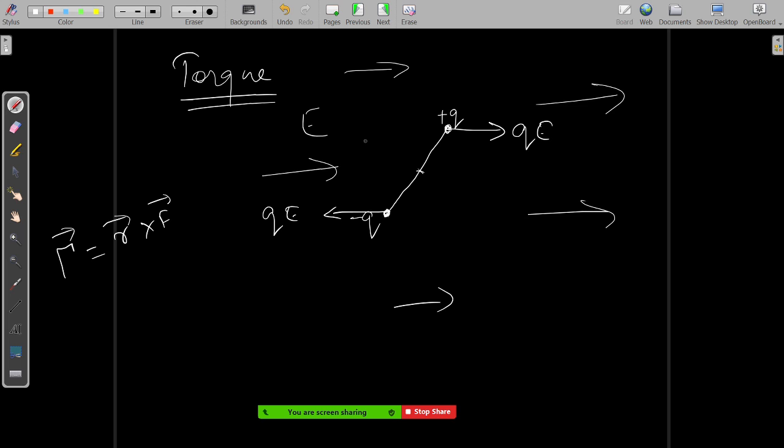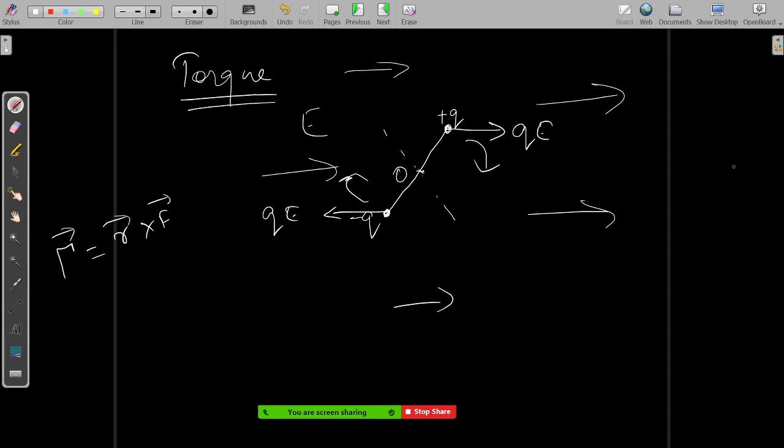So if we want to find the torque about this point, let's say the axis passes through this point. We want to see how the dipole is going to move. If you fix it at the center, this dipole is going to rotate. So rotate means we have to find the torque. This force is also going to rotate in this direction itself.